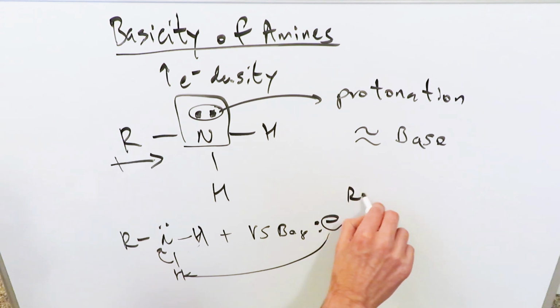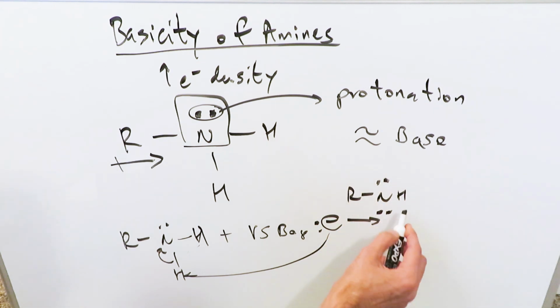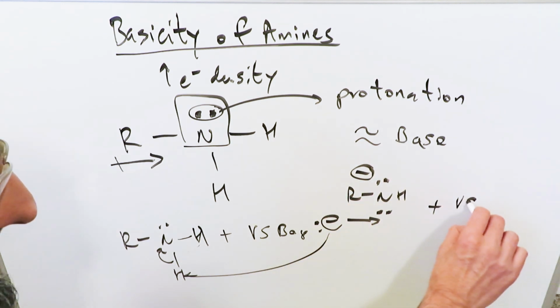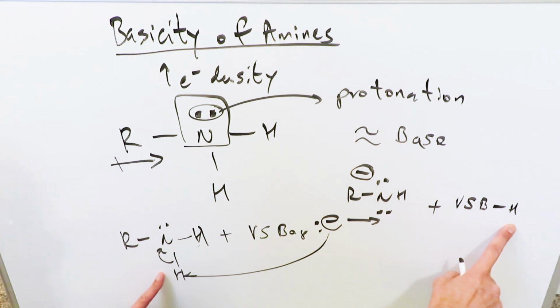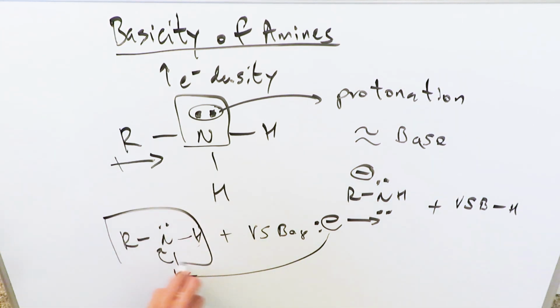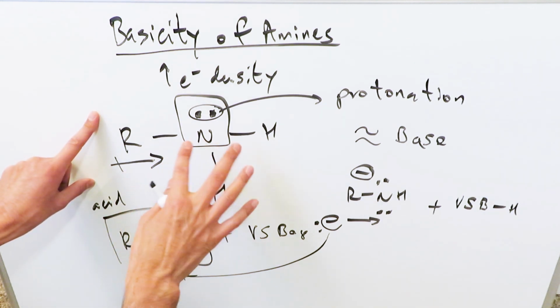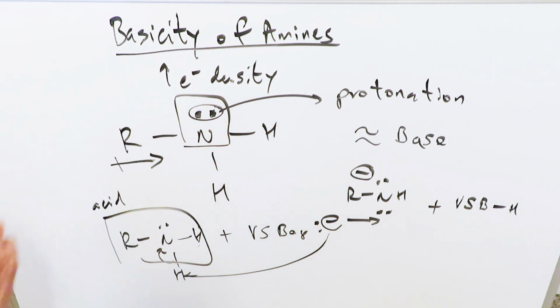Here what you'll end up seeing is this RNH, you'll have an extra lone pair of electrons develop, a negative charge here, and then you have this very strong base. I'll just write here VSB and then H. It has plucked off the hydrogen from the amine because this was a stronger base. In this particular case, this amine was acting as an acid. In this case right here, as I showed you before, if this is stronger than your other reagent and this is acting as a base, it will get protonated.